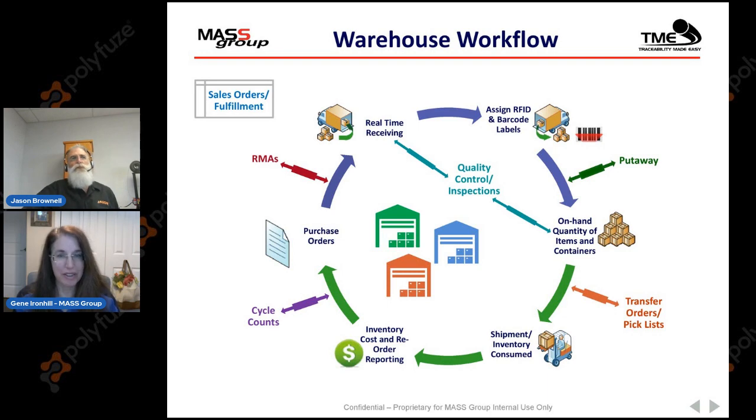Here's the full warehouse flow to be able to say, okay, I need to handle more than just where are tags. I need to receive my items. And at that point, the RFID and barcode labels are associated to the items that are being received. So the pallets are loaded, or an RFID tag can be put on a box of items that come in. There's put away.